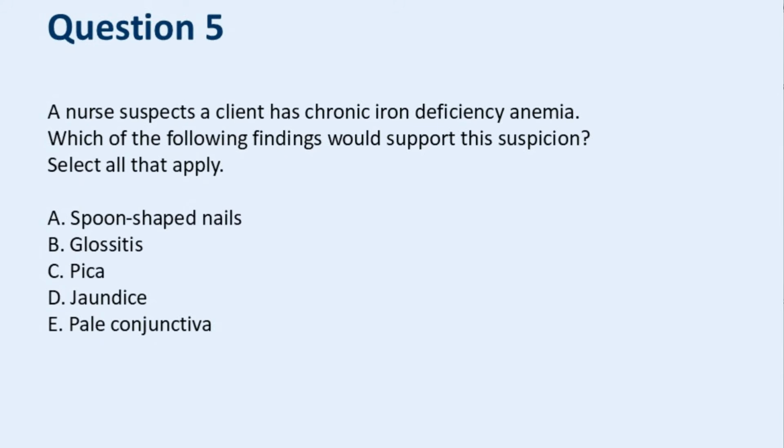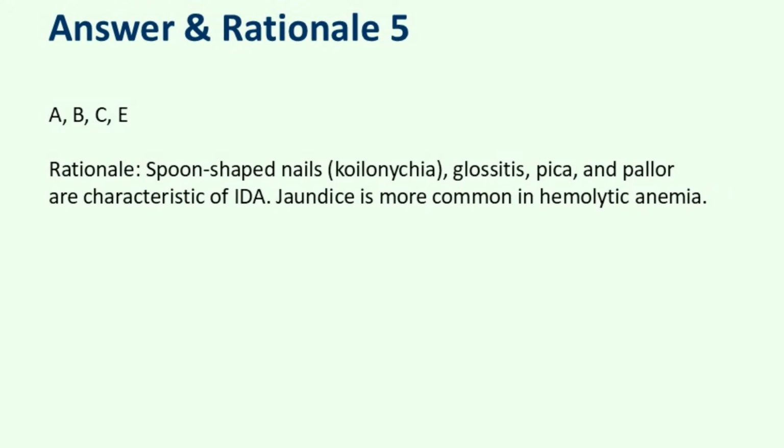Question 5. A nurse suspects a client has chronic iron deficiency. Which of the following findings will support this suspicion? Select all that apply. A. Spoon-shaped nails. B. Glossitis. C. Pica. D. Jaundice. E. Pale conjunctiva. The best answer will be A, B, C, and E. There are spoon-shaped nails, what we call koilonychia, glossitis, pica, and pallor. These are characteristics of iron deficiency anemia. Jaundice is more common in hemolytic anemia due to excessive breakdown of red blood cells.